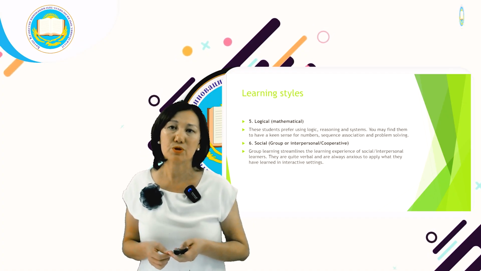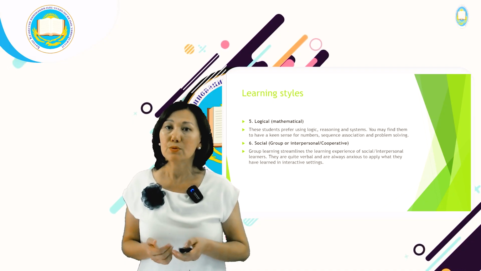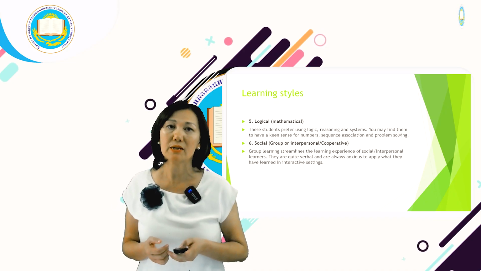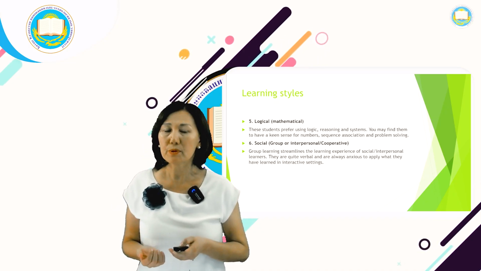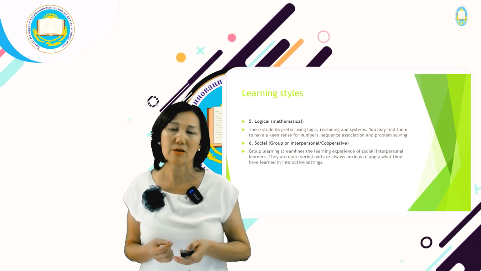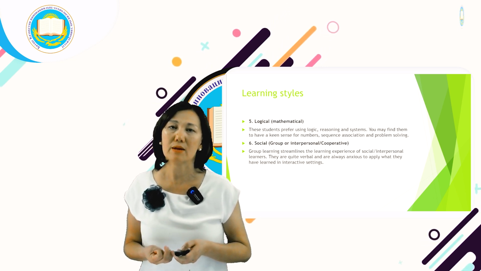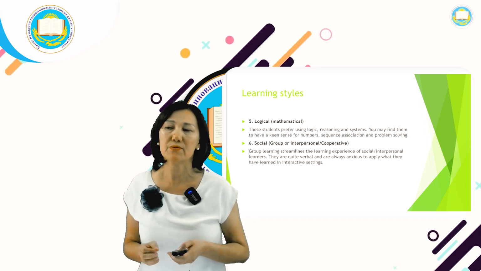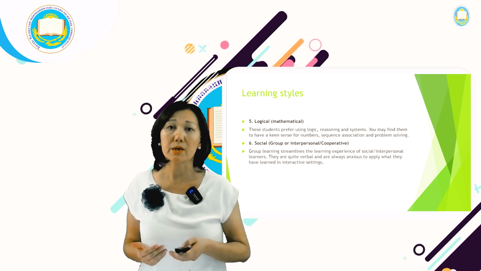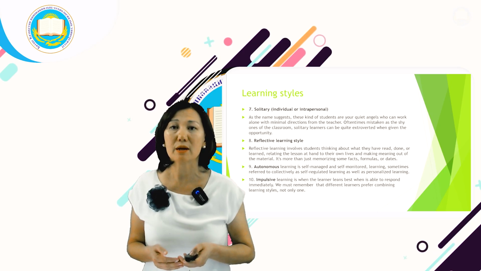The next type is social, group, or interpersonal, or sometimes we say cooperative learners, yes? Group learning streamlines the learning experience of social and interpersonal learners. They are quite verbal and they are always anxious to apply what they have learned in interactive settings. They like to talk a lot, they like to communicate a lot, and this is, I think, a very good way. For example, if you use a learner-centered approach, using different communicative methodology in your class.